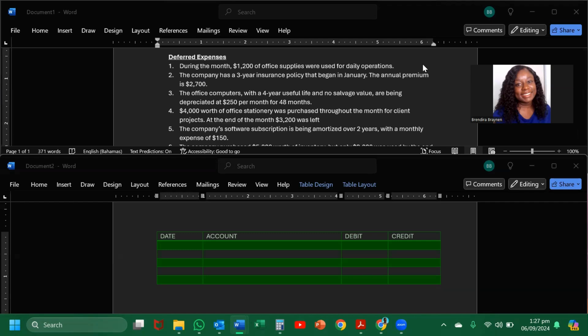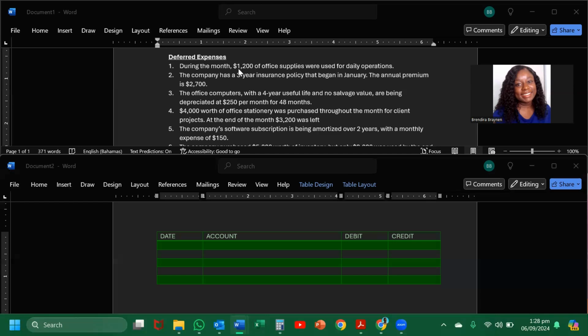Why? Because over time, these expenses will most likely be recorded. So it could be monthly, it could be yearly, but it's going to be something that's most likely sitting as an asset. And now we're moving it from an asset to an expense account. And so, question number one, during the month, $12,000 of office supplies were used for daily operations.